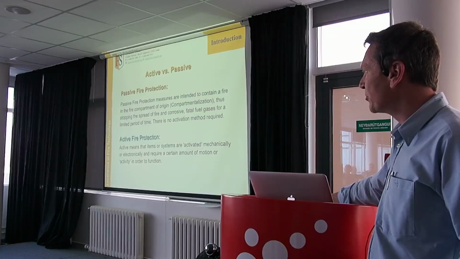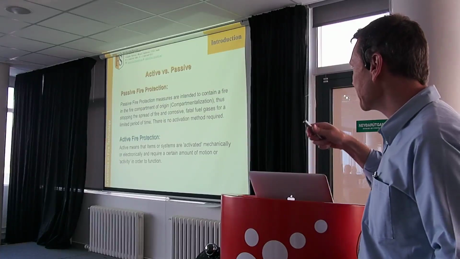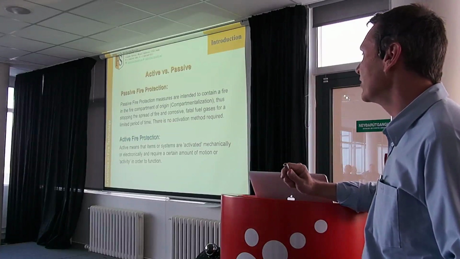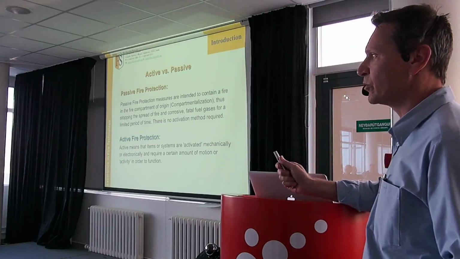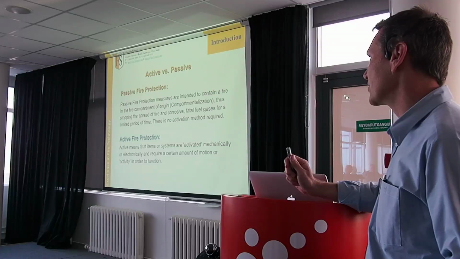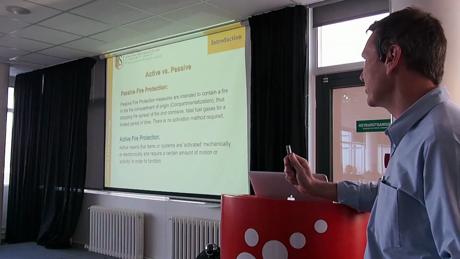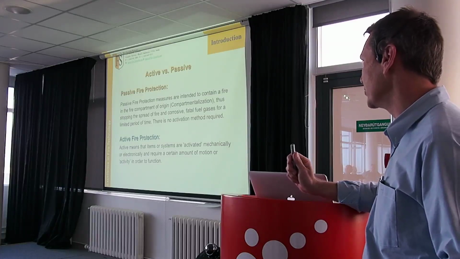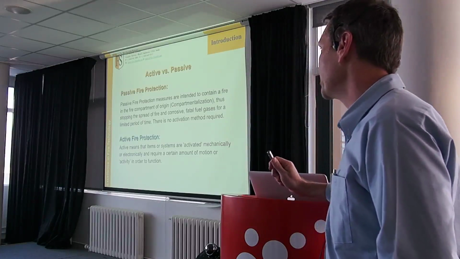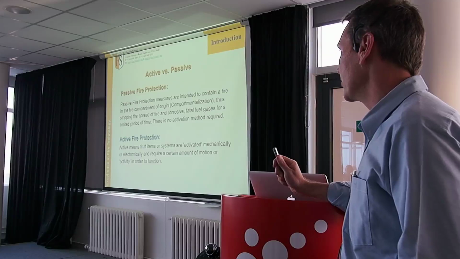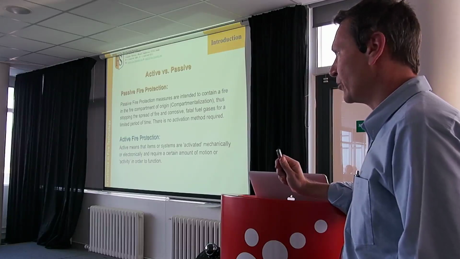So passive fire protection. Passive fire protection measures are intended to contain a fire in the compartment of origin, or compartmentalisation. Now it's also called zoning. So stopping the spread of fire and corrosive and fatal fuel gases, which is the majority of your hydrochloric acids, for a limited period of time. And there is no activation method required at all.